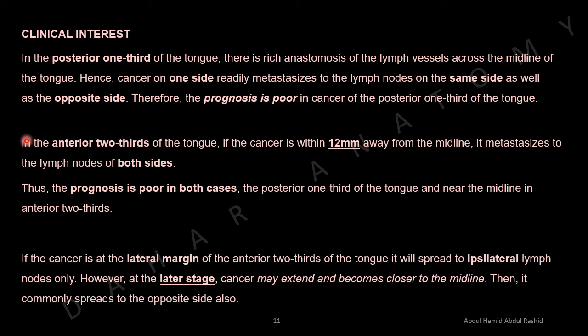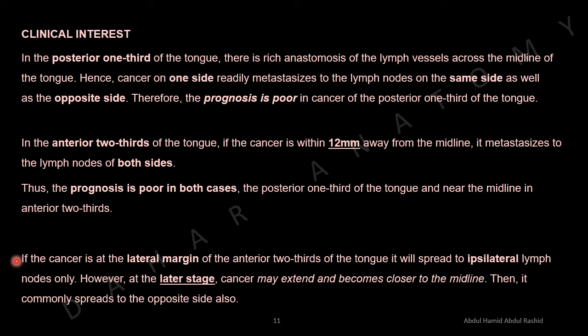In the anterior 2/3 of the tongue, if the cancer is within 12 mm away from the midline, it metastasizes to the lymph nodes of both sides. Therefore, the prognosis is poor in both cases, the posterior 1/3 of the tongue and near the midline in the anterior 2/3.